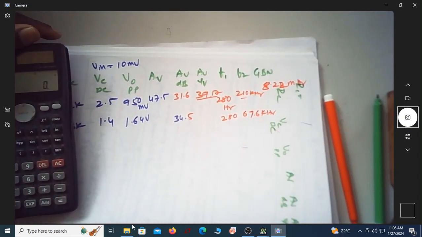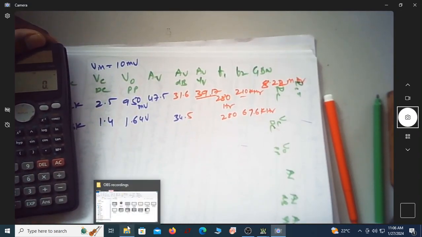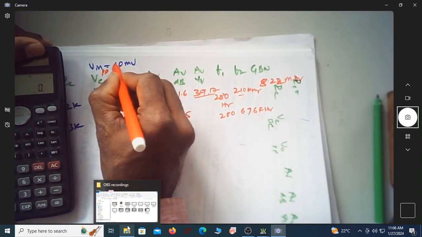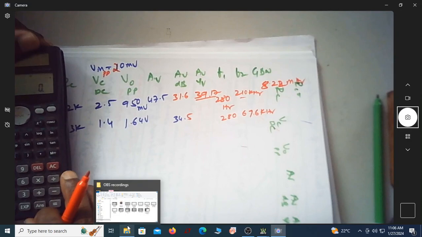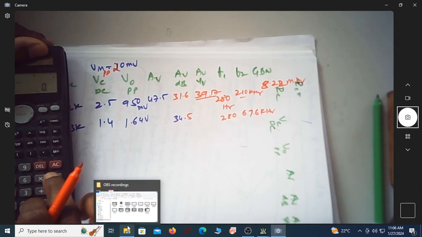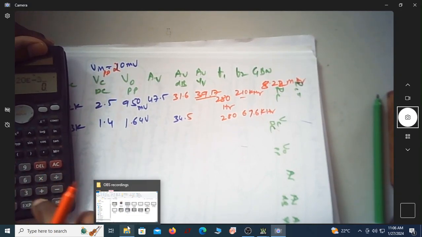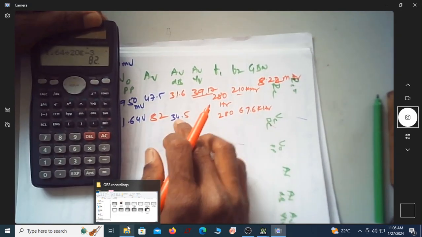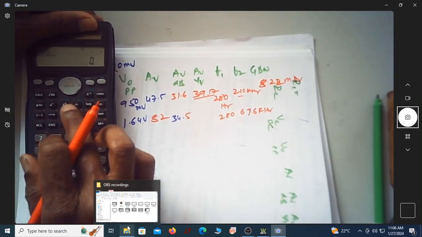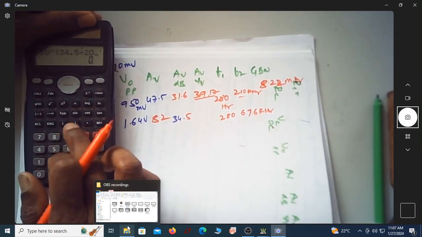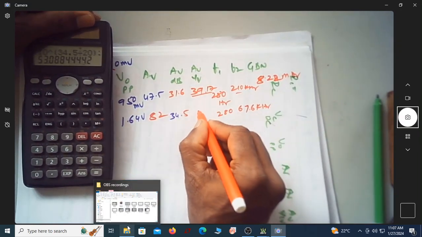So gain is actually 1.64. Here, peak to peak is actually 20 millivolt. So shall I make it 1.64 divided by 20 exponential minus 3. It's now 82. Gain is 82. So this is 10 to the power of 34.5 divided by 20. So this comes out to be 53.